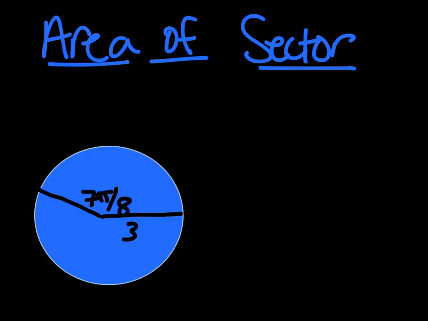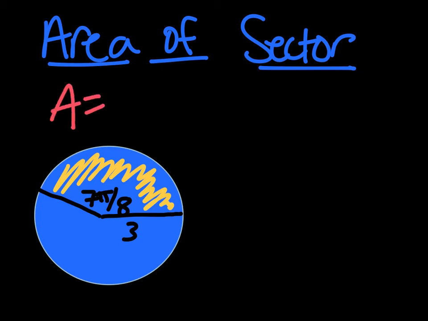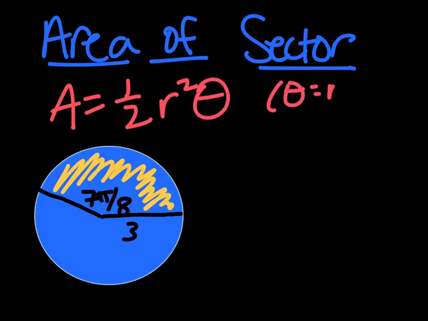Okay, now we're going to find the area of a sector. So if you remember, area is basically the area of this length. So you're doing part of the area of a circle. The formula for area of a sector is 1/2 r squared theta. And again, your theta needs to be in radians, not in degrees.